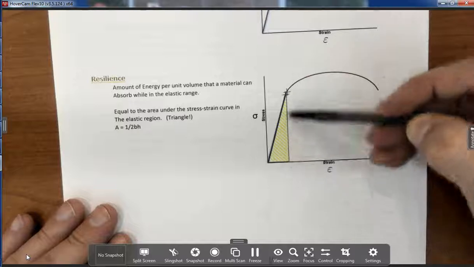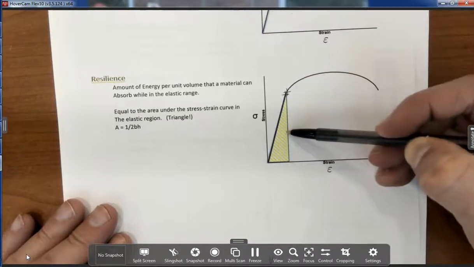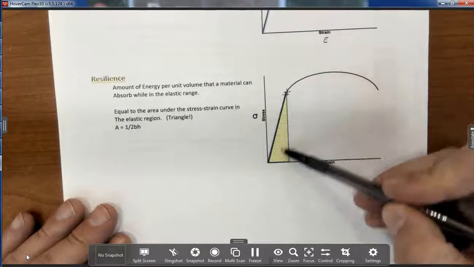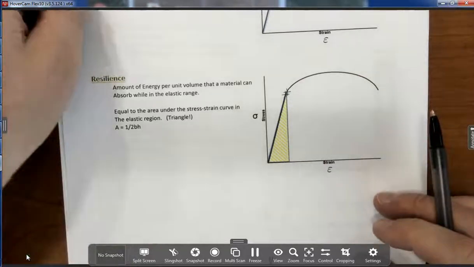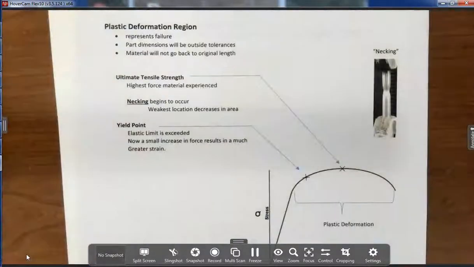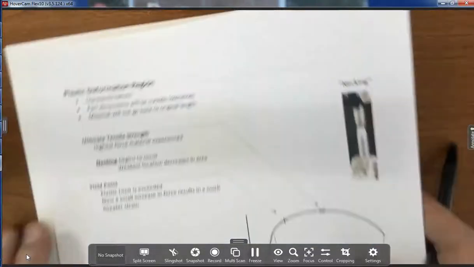So that is kind of a cool little thing, the area under the curve. You have to go straight down from the end of that elastic region. That represents resilience. So the greater area we have, the more resilient the material we have. Okay. All right, so moving on to the next range.